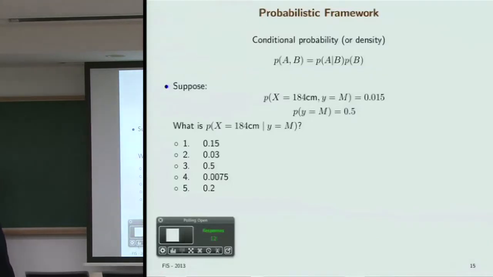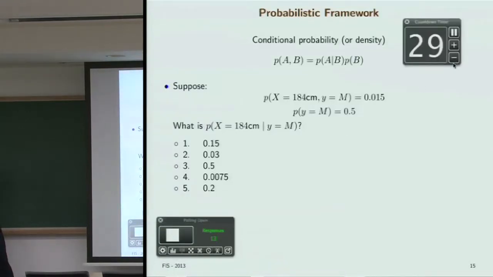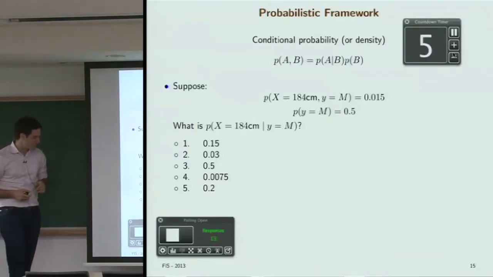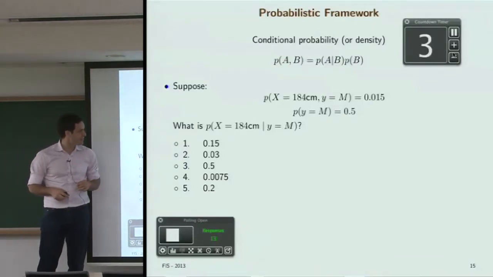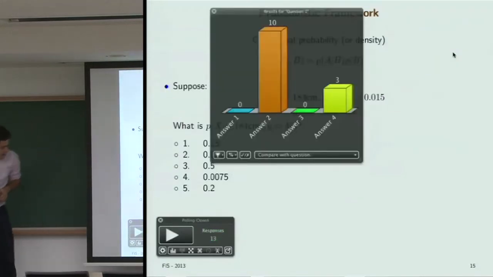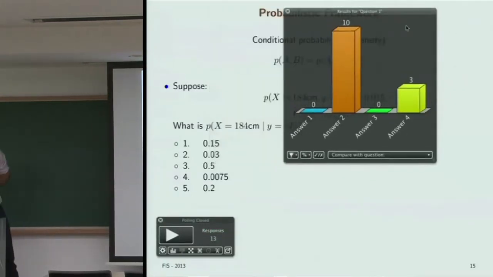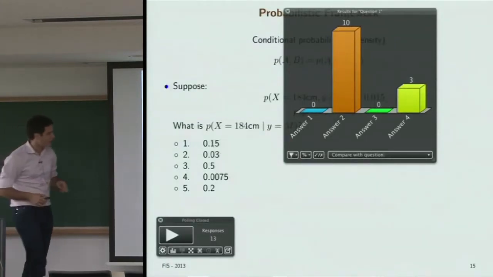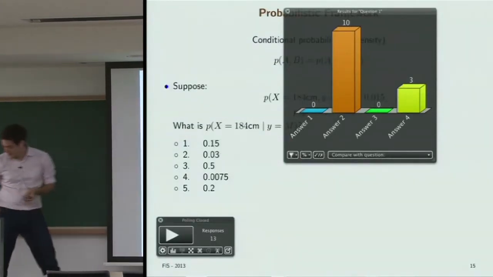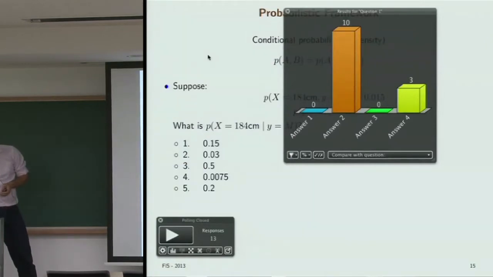Okay, so I think most of you have answered right. So it's 0.03. So why was 4 so misleading? Because some people probably divided by 2.